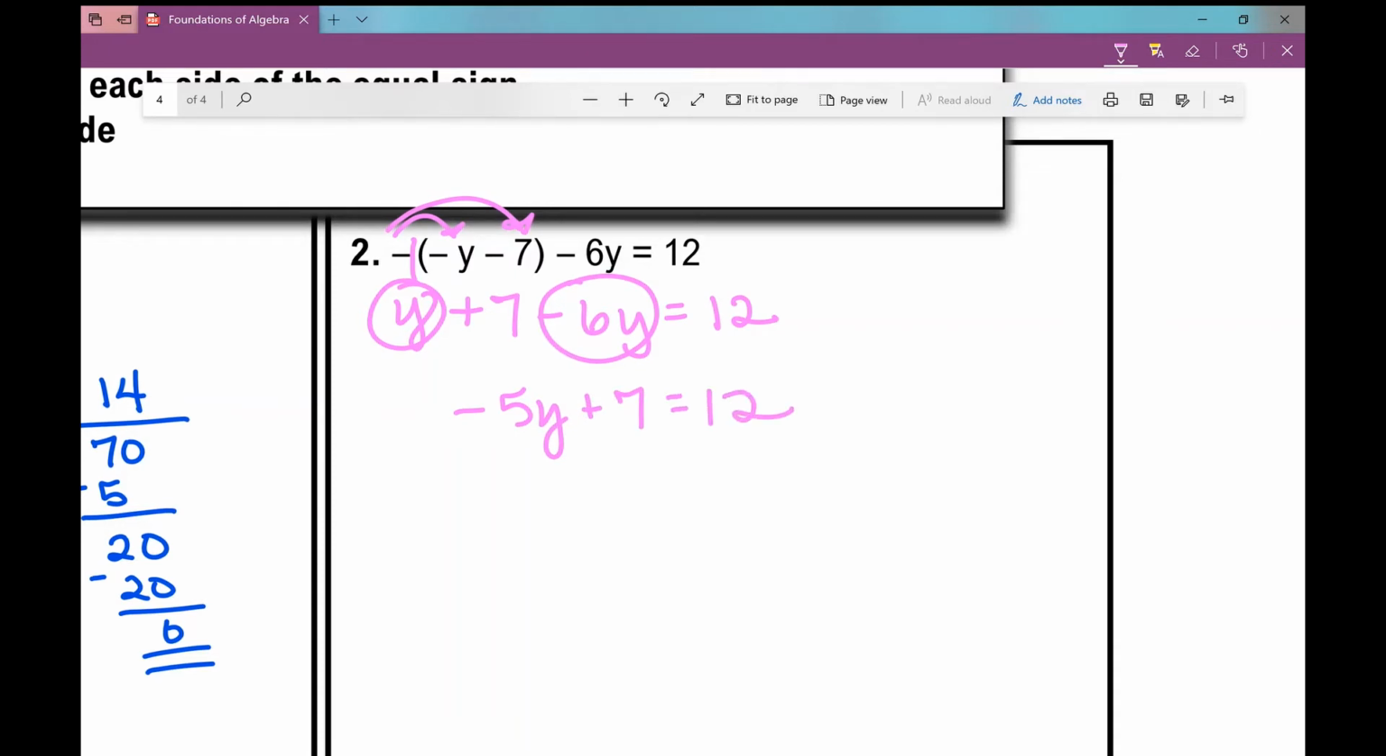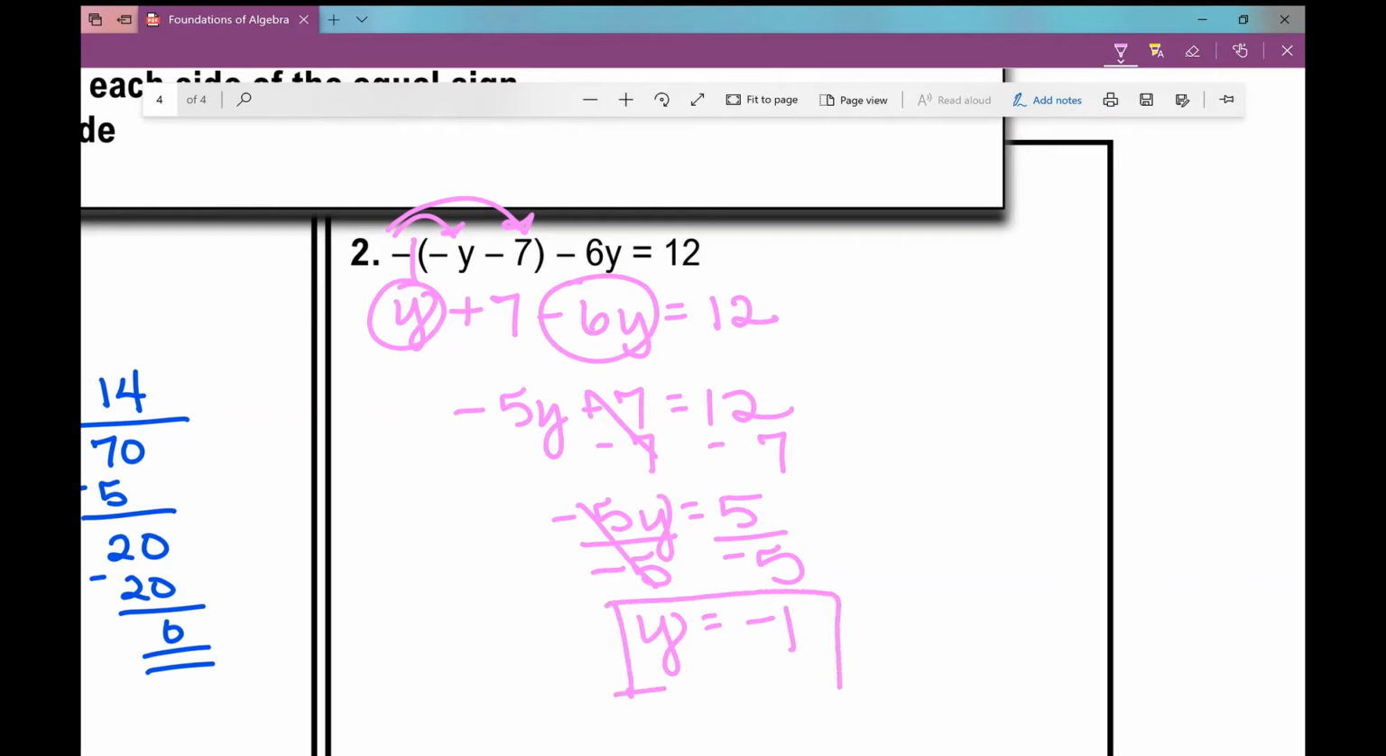And now I'm back to my basic two-step equation where I'm going to subtract 7 from both sides. 12 minus 7 is 5. And now I need to undo that multiplication. So I'm going to divide. What am I going to get rid of? That negative 5. So y equals negative 1.